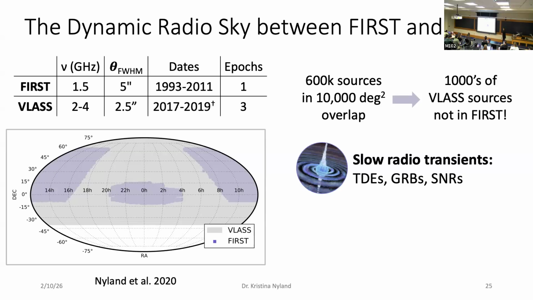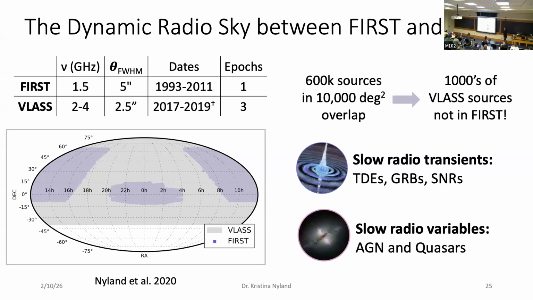But once you do, you find that there are lots of really genuinely interesting objects that include things like slow radio transients, like tidal disruption events, gamma ray bursts, supernova remnants. And then there are also radio variables that are predominantly AGN and quasars.